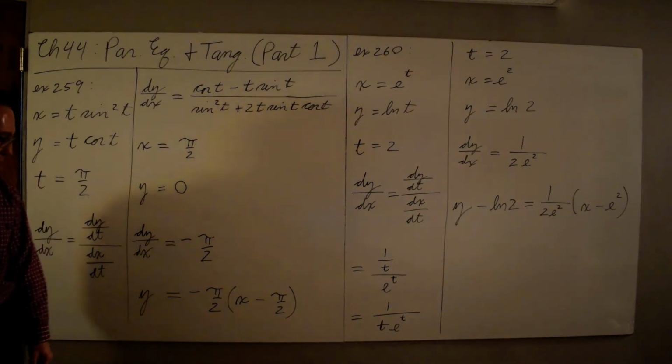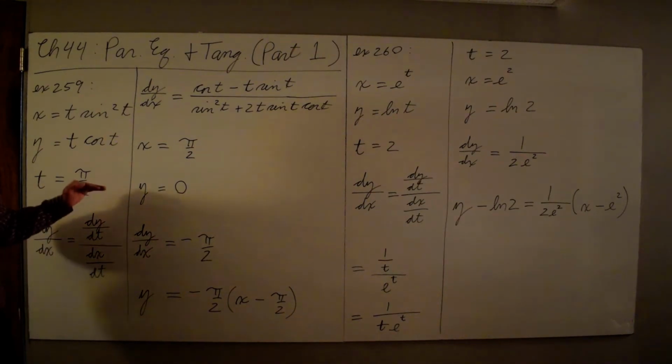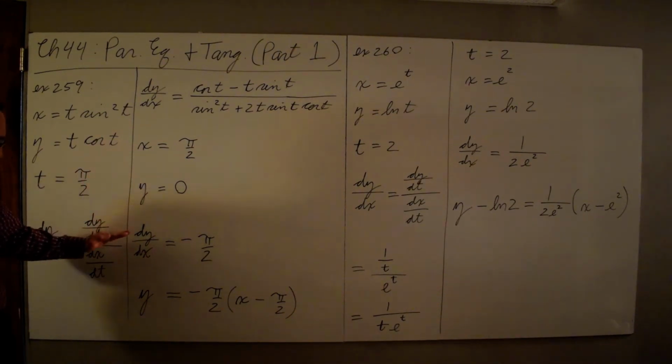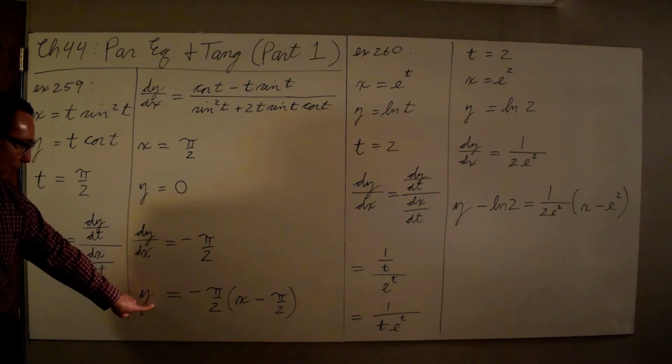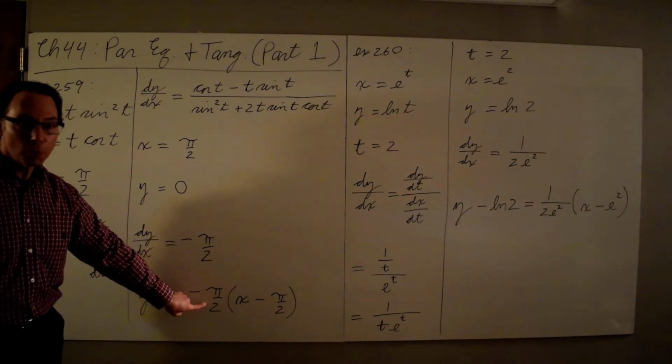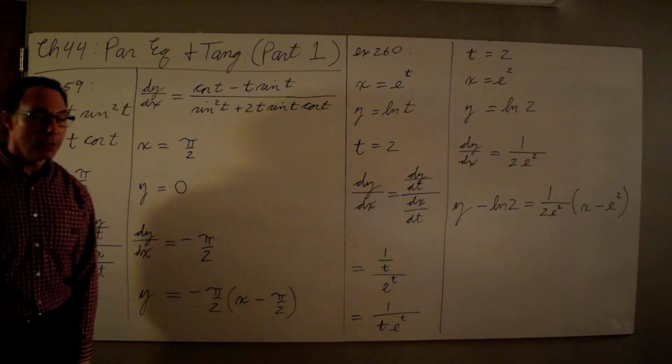Finally, we have the equation of the line. As I said, you need an x-coordinate, a y-coordinate, and a slope. So we have y minus the y-coordinate is equal to the slope times x minus the x-coordinate.